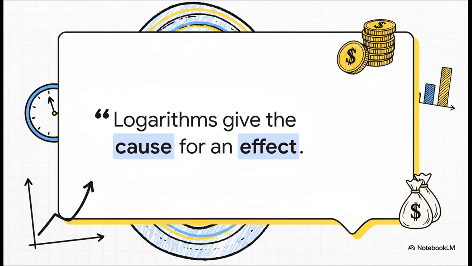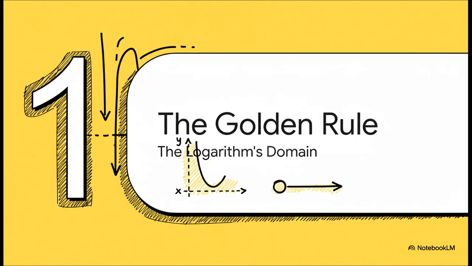They're basically designed to work backwards, to find the cause, like time, that leads to a certain effect, like your bank balance doubling. To really see this relationship, we need to visualize it. And that means we need to understand the graph of a logarithm. But hold on. Before we can even think about putting pen to paper or pixels to screen, we have to talk about the single most important rule of logarithms. It's a fundamental limitation, a golden rule that shapes every single log graph you will ever see.